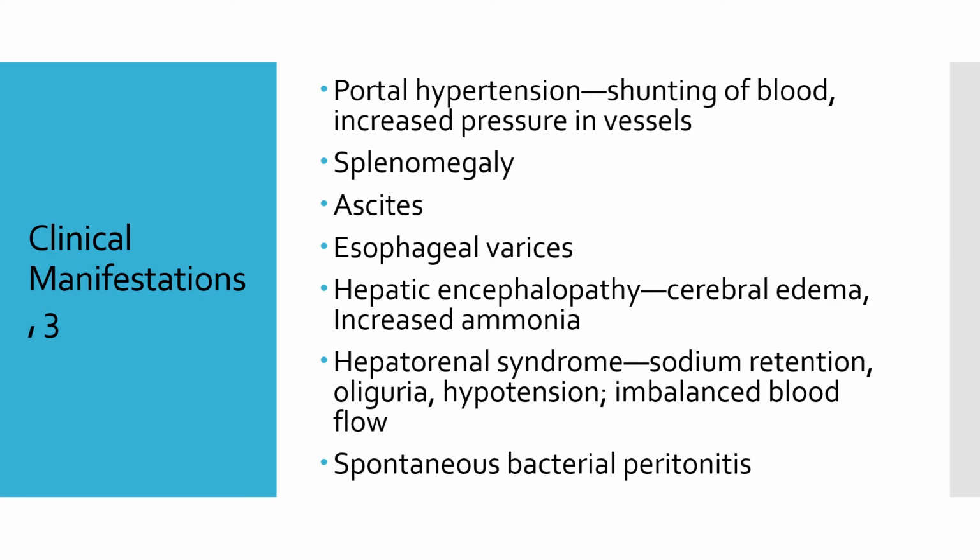To continue with other clinical manifestations, portal hypertension. What happens is you get a shunting of the blood because the blood isn't able to circulate through the liver as it normally would. So you start seeing the blood shunt away from the portal veins, and you get increased pressure in the vessels. You'll get an enlarged spleen. You'll get ascites. Esophageal varices are another big problem. Esophageal varices are almost like a hemorrhoid, but they're in the esophagus.